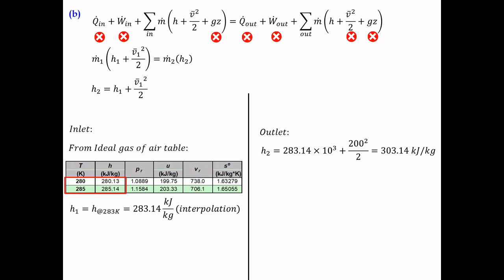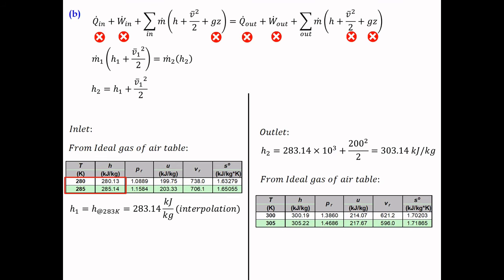Based on the value of H2, the enthalpy at the exit, we can use the ideal gas of air table. From the value of H2 we can make an interpolation between enthalpy and temperature values in the ideal gas of air table to obtain the temperature at the outlet of the diffuser. So we make the interpolation, and we get the temperature of air at the outlet of the diffuser, T2 equal to 303 Kelvin.